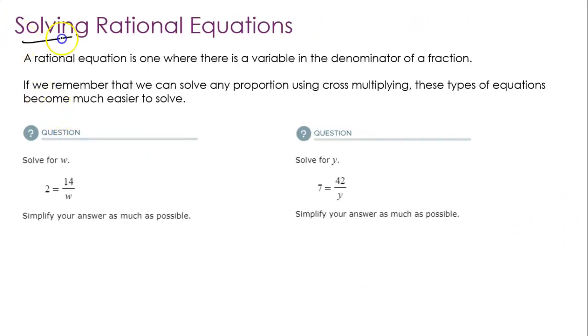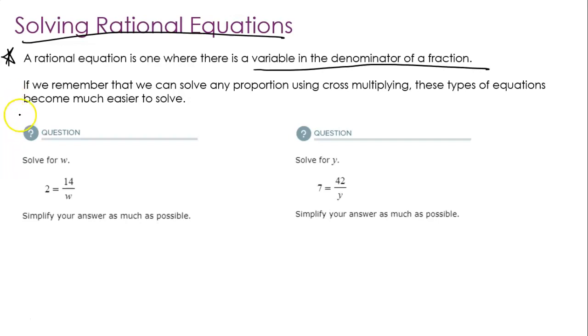All right, new topic, solving rational equations. A rational equation is one where there is a variable in the denominator of a fraction. So remember, you're always writing down what I underline. There's a variable in the denominator of a fraction. If we remember that we can solve any proportion using cross multiplying, these types of equations become much easier to solve.